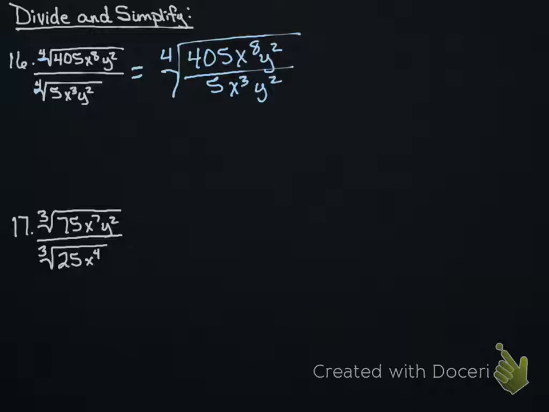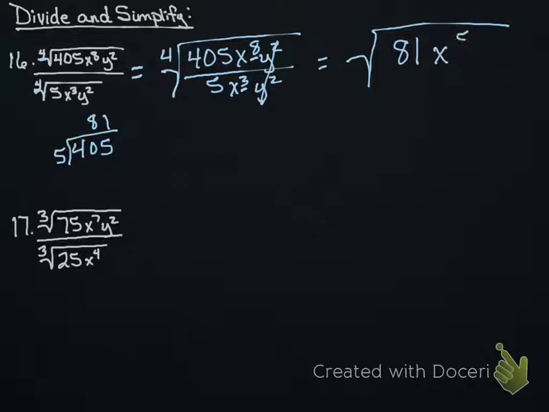First of all, I see that my y squareds are canceling each other out. Okay. 405 divided by 5, let's see, 405 divided by 5 is going to be 8 and 1, so 81. So I have 81, and then I have x to the 8th divided by x to the 3rd. That means that is x to the 8 minus 3, so x to the 5th power.